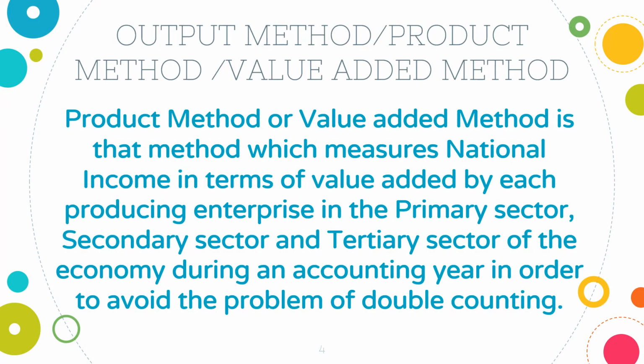Let us begin with the product method or value-added method of calculating national income. Well, it is that method which measures national income in terms of value added by each producing enterprise in the primary sector, secondary sector, and tertiary sector of the economy during an accounting year. The reason we take the value added of each producing enterprise and not the value of the final output is because we want to avoid the problem of double counting.